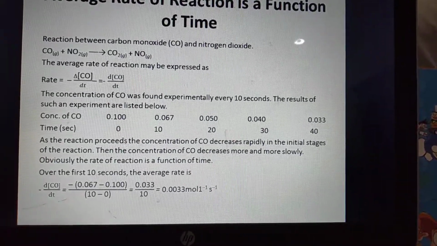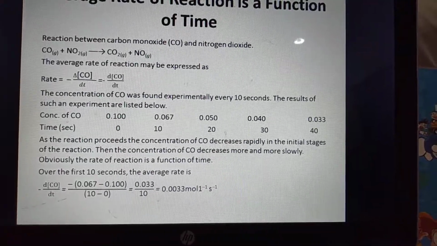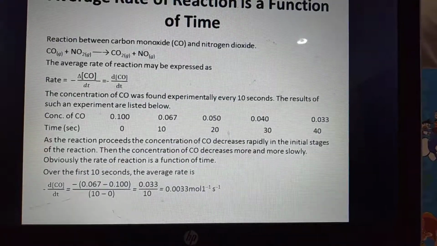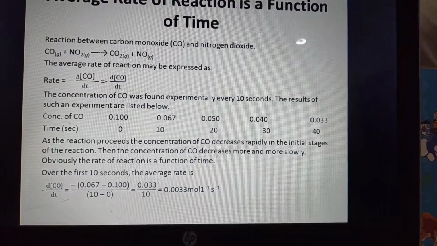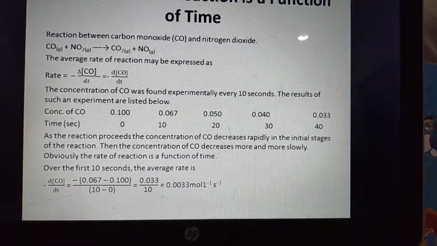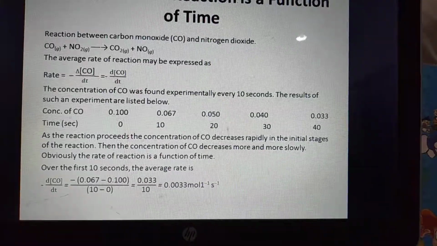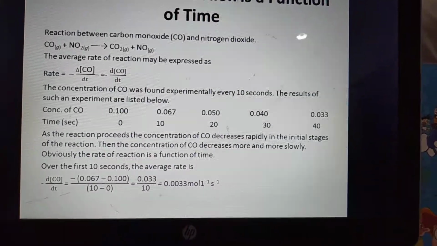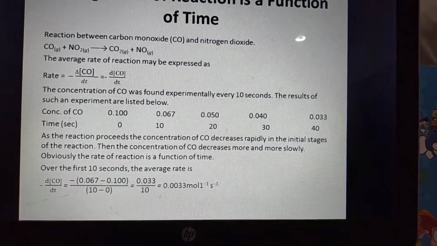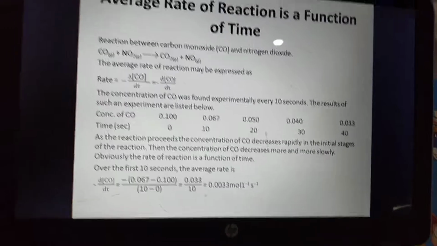The average rate of the reaction over the first 10 seconds is minus d[CO]/dt, equal to minus (0.067 minus 0.100) divided by (10 minus 0), which is 0.033 over 10, that is 0.0033 mole per liter per second.